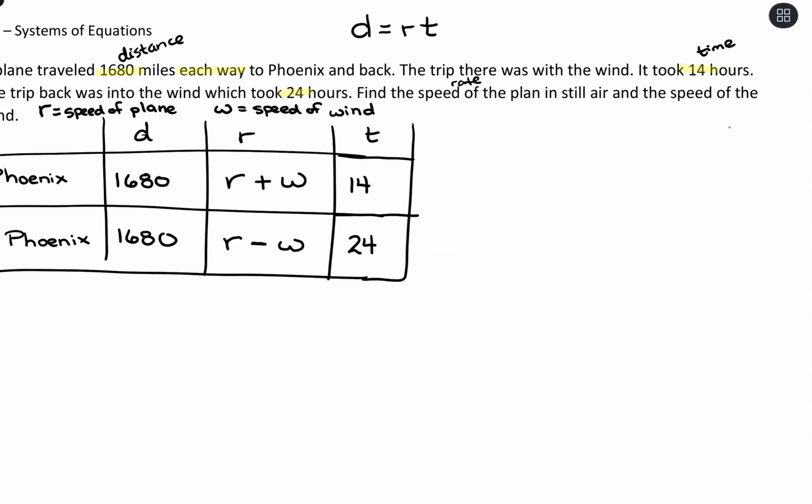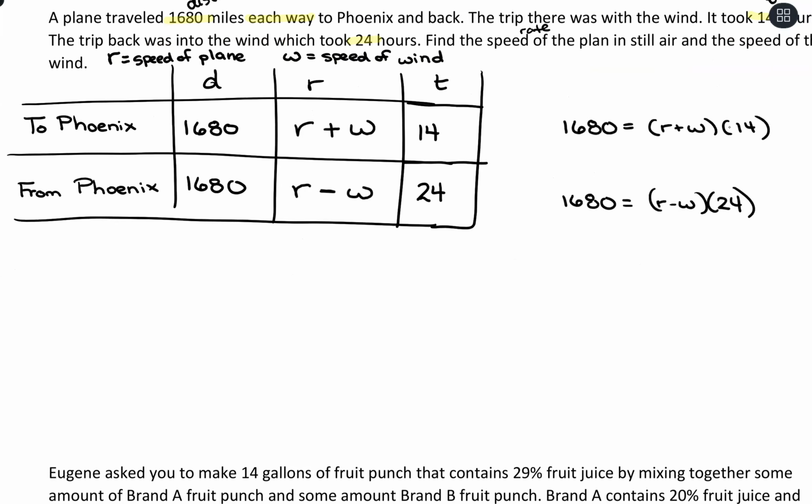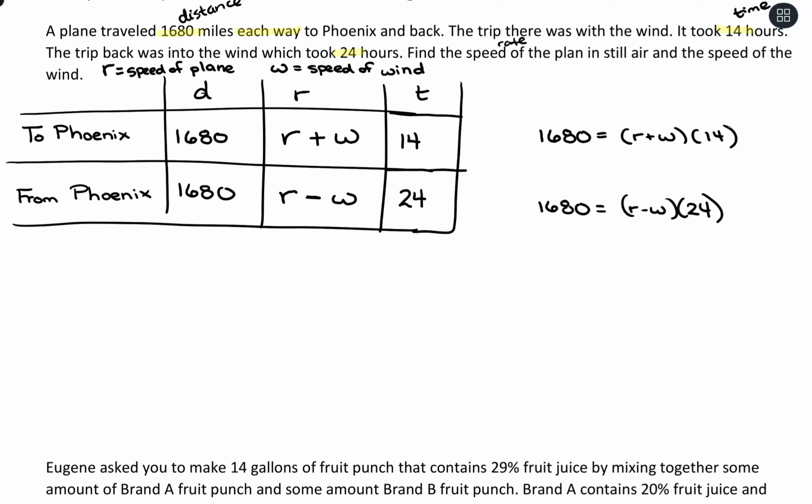So our two equations: we have 1,680 is equal to (R plus W) times 14. We also have 1,680 equals (R minus W) times 24. And now this is starting to look more like a system of equations. So I'm going to go ahead and distribute, same thing down there, and just rearrange.